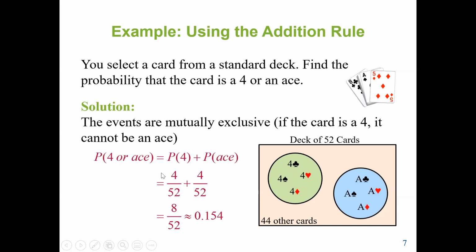So to find this solution, we use the addition rule for mutually exclusive events, which is the probability of 4 or ace equal to the probability of 4 plus the probability of ace. The total number of cards is 52, and we have 4 aces also. So it will be 4 over 52 plus 4 over 52, which will give us 8 over 52, and that will give us 0.154. Here we are assuming a deck of 52 cards with diamonds, hearts, etc., where we have 4 of each.